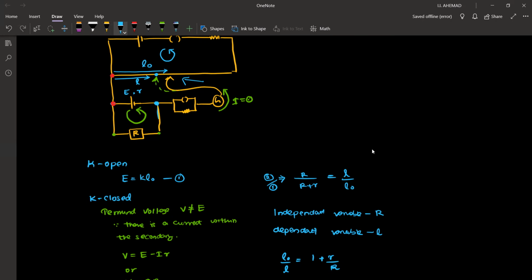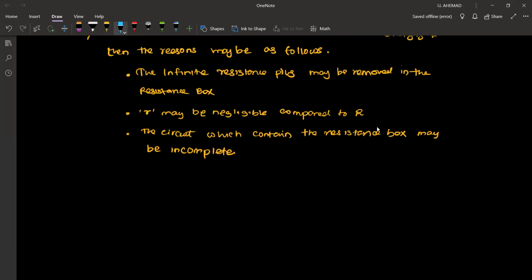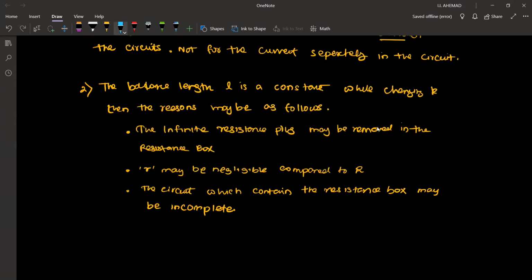And let's say you have removed the infinity plug. So if you have removed the infinity plug, it means the resistance is infinity. So when the resistance is infinity, it is also just like keeping the switch open. So the first and the third are similar. The first and the third have similar explanation. Clear with that?